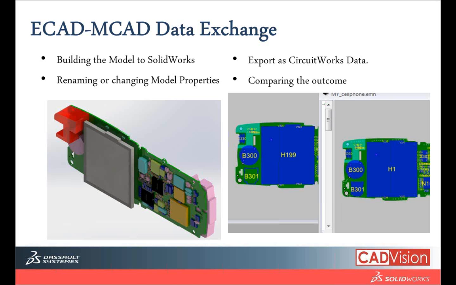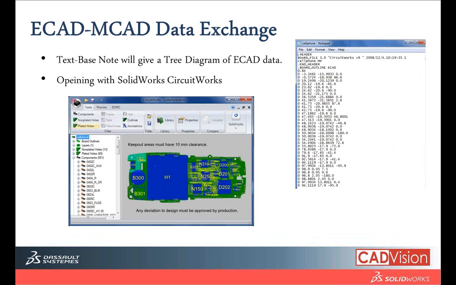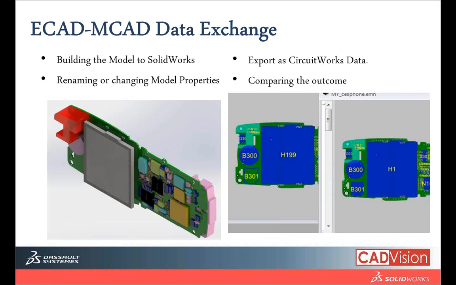Once you export it into SolidWorks data, you will notice that the component properties and the component names will change accordingly. For example, here for the big screens, I changed the names to H199. So you will notice that the name will change, and once you export it back to your SolidWorks data, in these text files, it will update accordingly from H1 to H199. So this is about SolidWorks. This is about ECAD and MCAD data exchange.